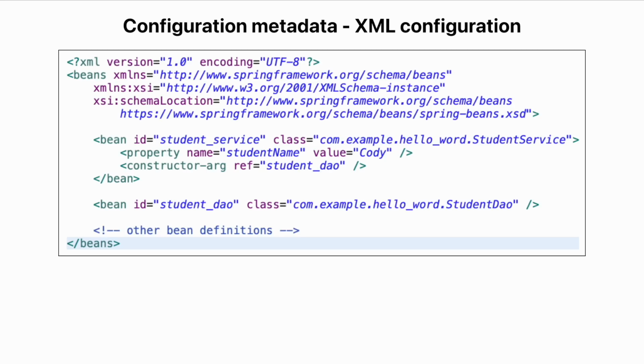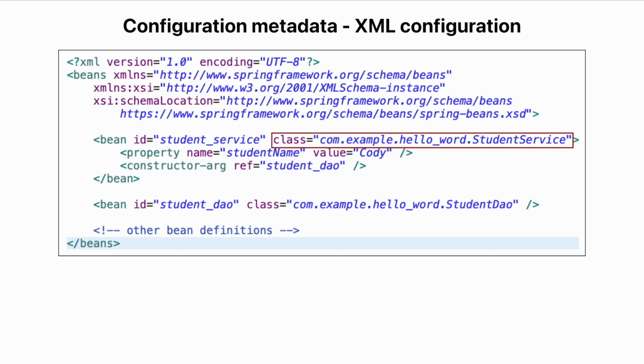This is the bean XML file that is passed while creating the object for the application context. Here, the ID attribute is a string that identifies the bean definition. It should be a unique value. The class attribute defines the bean class and it is the fully qualified class name.